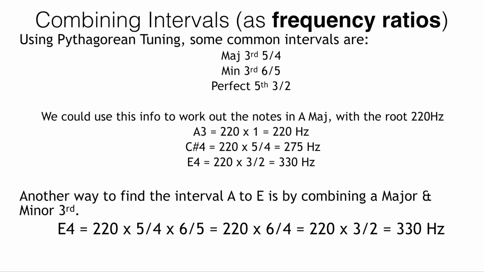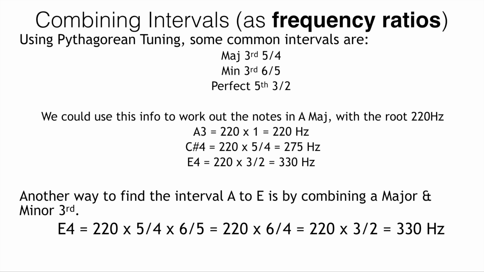Let's have another example. Some common intervals are a major third, 5 over 4, a minor third, 6 over 5, a perfect fifth, 3 over 2. We could use this information to work out what the notes were in an A major triad, given that the root would be 220 Hertz. 220 times 1 is 220 Hertz, so that's the unison. C sharp would be 220 times 5 over 4, and E4 would be 220 times 3 over 2.